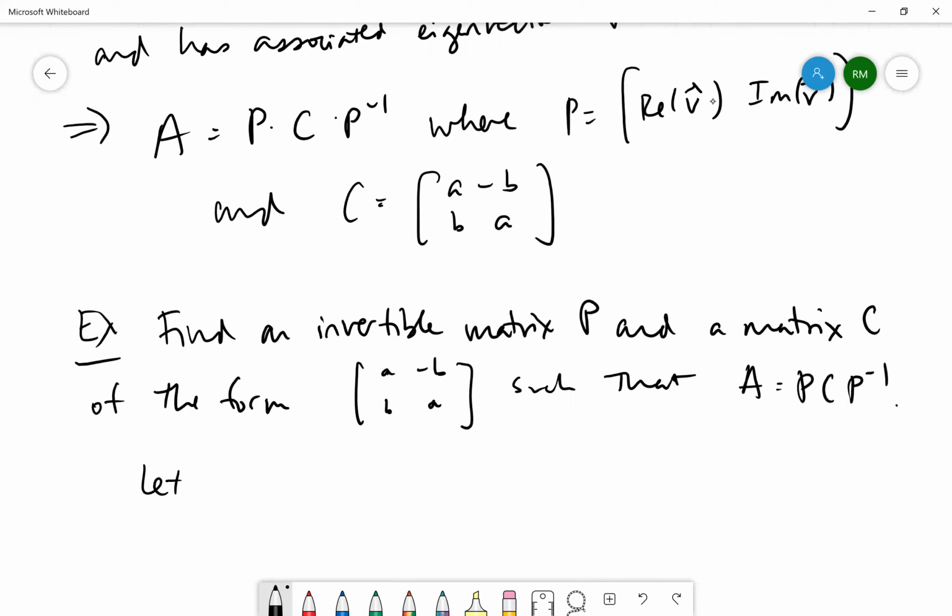So we're going to let A equal [1, negative 2; 1, 3]. I want you to go through the steps that the theorem prescribes to find the matrices P and C so that A is P times C times P inverse, which basically tells you that A is similar to a matrix of the form [A, negative B; B, A], which tells us that if we pick our basis right, the matrix A operates by rotation and then scaling.